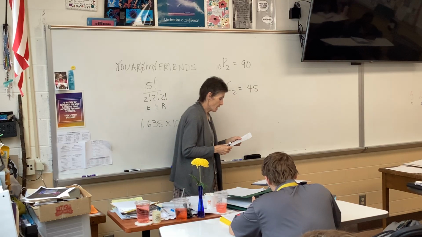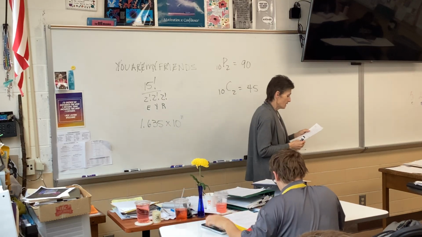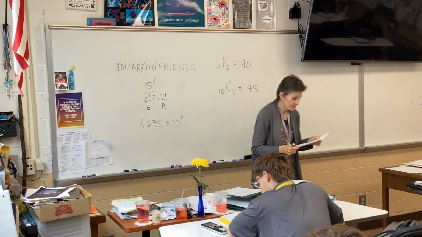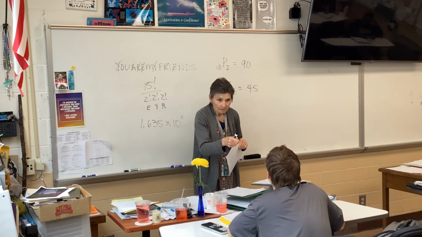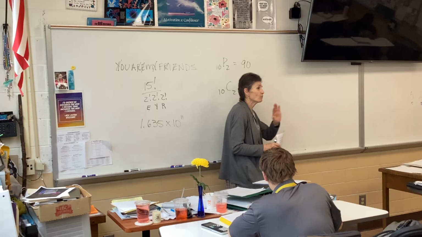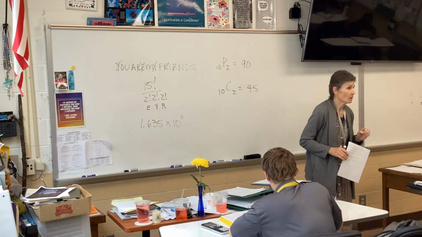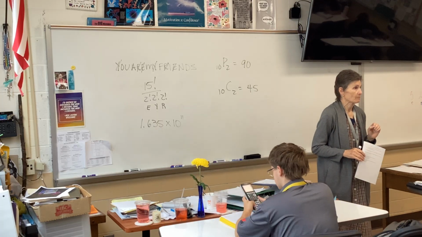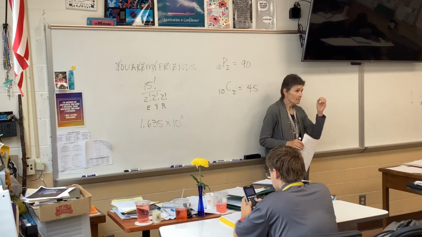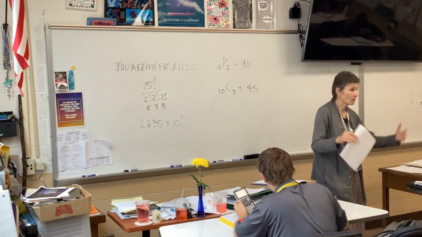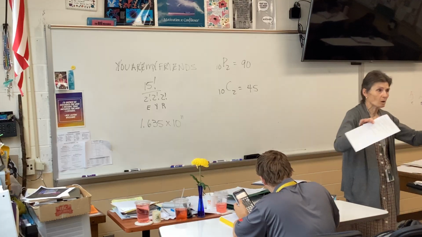Perfect. How many ways can 5 people be seated in a row? 5 factorial. Do not overthink it. 5 people in a row is 5 factorial, which is 120. 8 people in a row would be 8 factorial. 25 people in a row is easy.